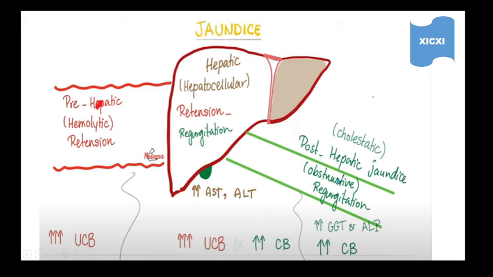So in obstructive jaundice, we are going to have highly increased conjugated bilirubin, because now the liver has done its work of conjugation, but there is an obstruction here in the biliary system, which ends up leaking those conjugated bilirubin out into the blood. So this is all about jaundice.